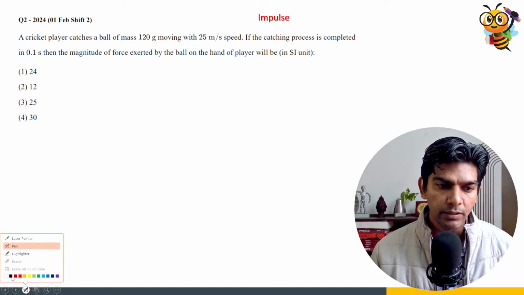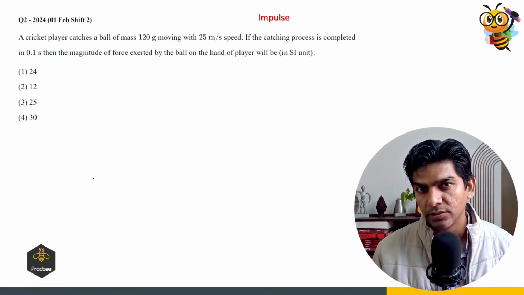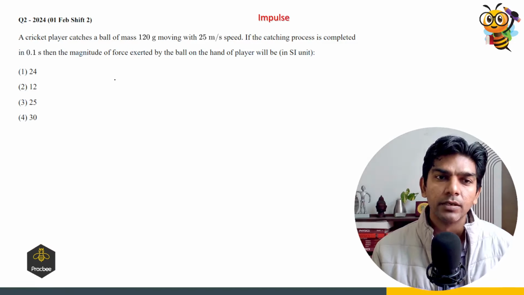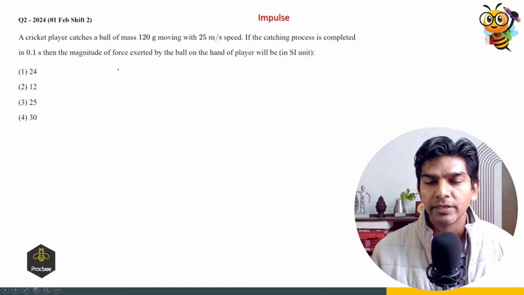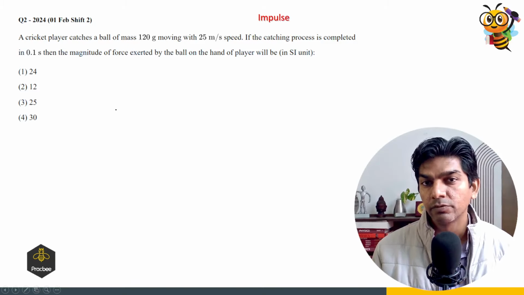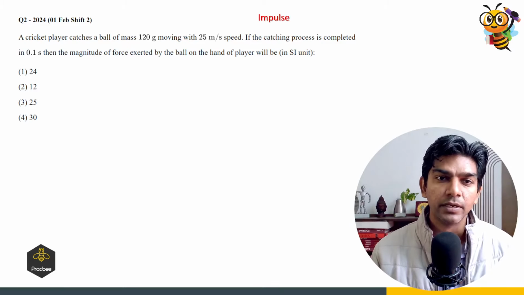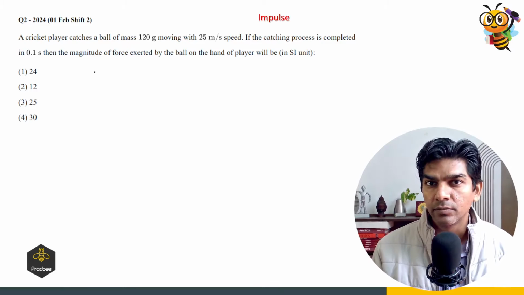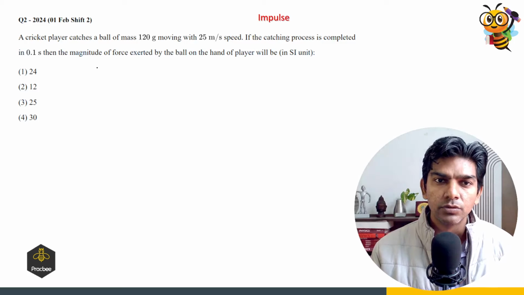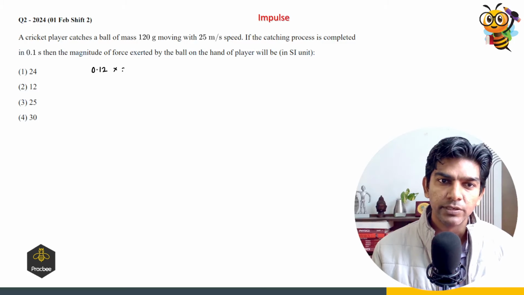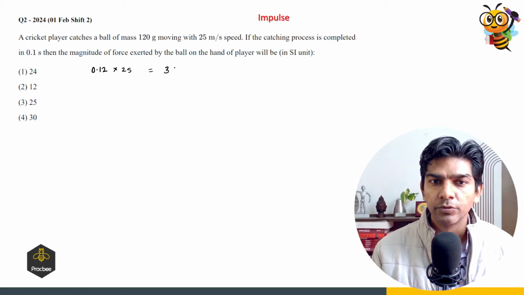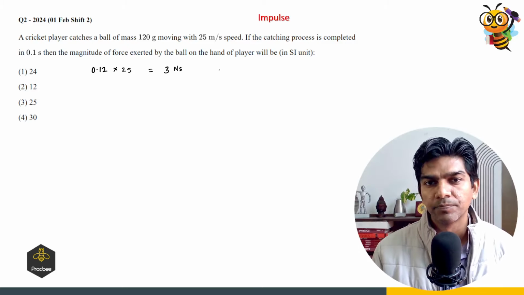So here we know that the impulse is the change in linear momentum of the body. The impulse experienced by the person will be the same as the impulse experienced by the ball due to the person. So let us find the change in momentum of the ball. It will be nothing but mass, which is 0.12 kilograms, times the speed, 25. So we can say it is nothing but 3 Newton second, right? So that is the impulse.